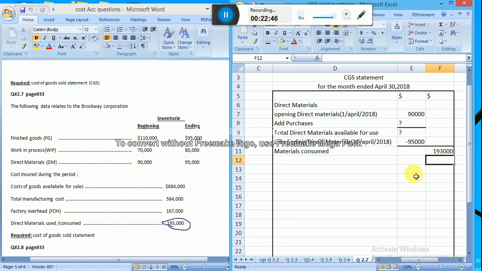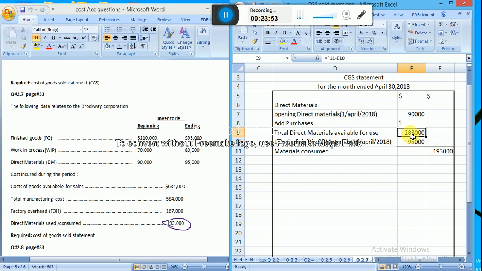Now we can easily find the missing items through the reverse method. I told you that in the reverse method we add the ending and subtract the beginning. So to find this missing figure, direct material: 1 lakh 93,000 plus the ending, 95,000.